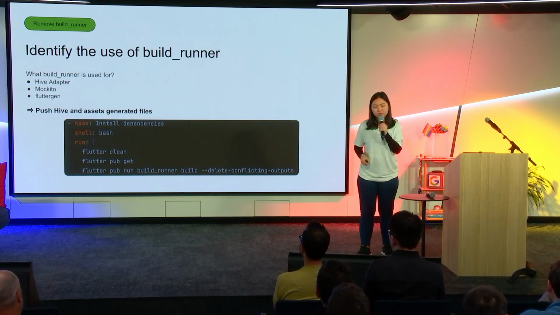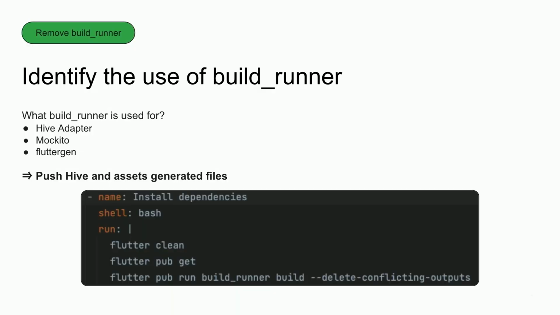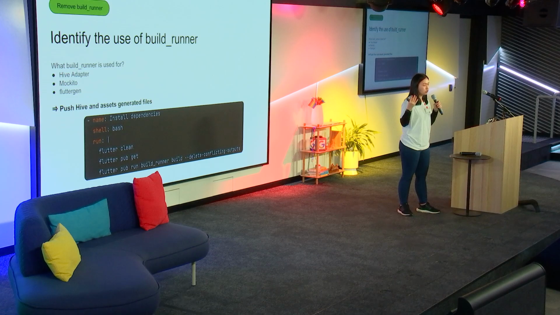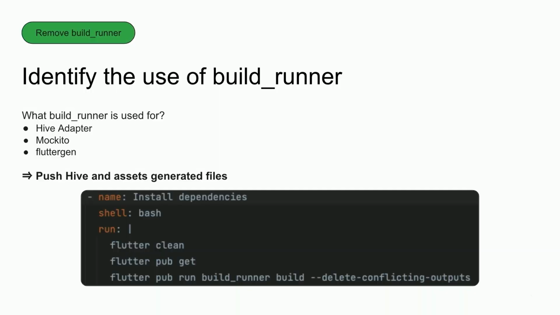Now next, the line that costs the most time is actually the build runner. The reason that we need to use build runner is because we use Hive adapter in our project, and also use it to generate Mockito and also Flutter Gen. Because of Hive adapter, we have in total 4 files, so it's easy to commit. Flutter Gen is just one file generated, so not much, but Mockito is a big deal.